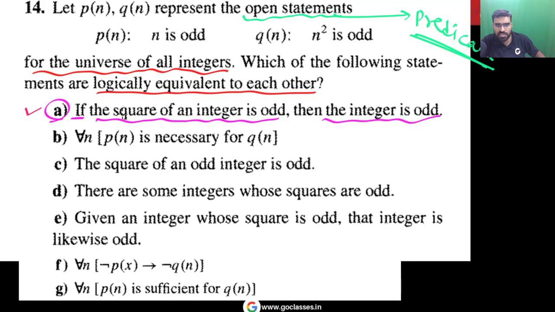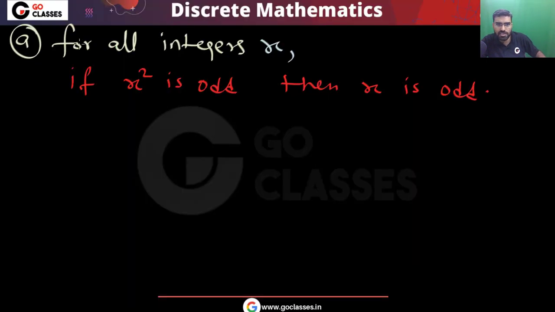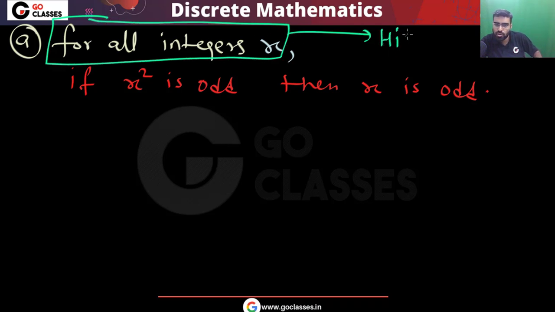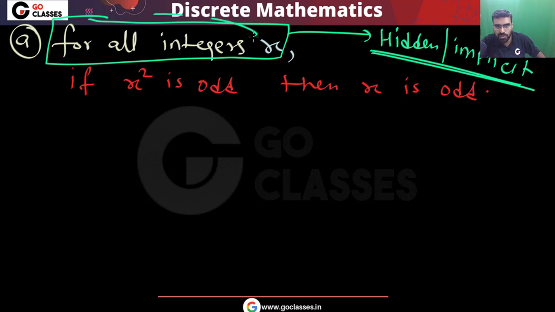Now let's come back to our statement A. In this statement A, we are saying that if the square of an integer is odd, then the integer is odd. Here "for all integers" is hidden. We are saying, for all integers x, if x square is odd, then x is odd. So remember, "for all integers x" is actually implicit. You can call it hidden or implicit. I told you that many times universal quantification is hidden. So this is your statement A.